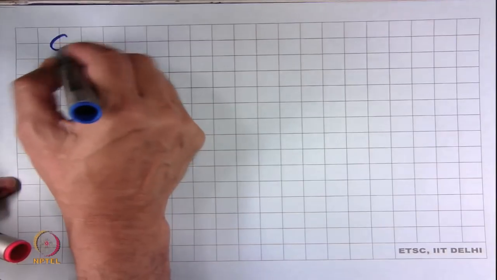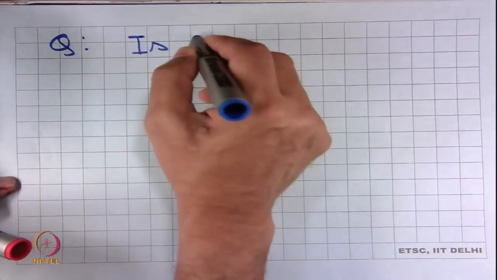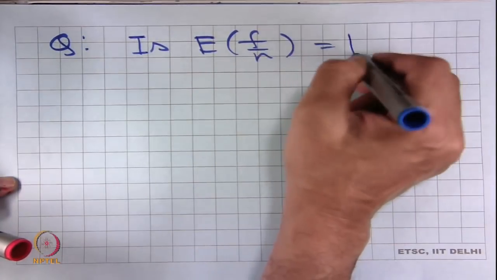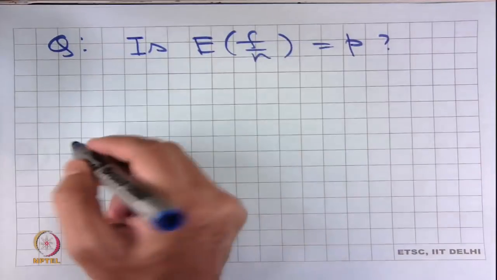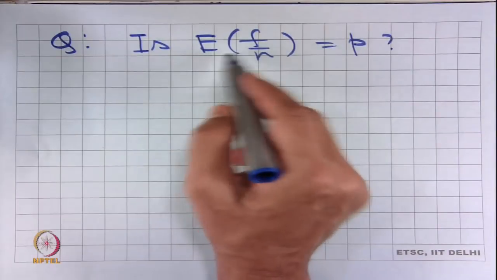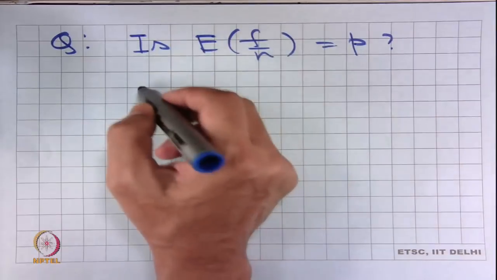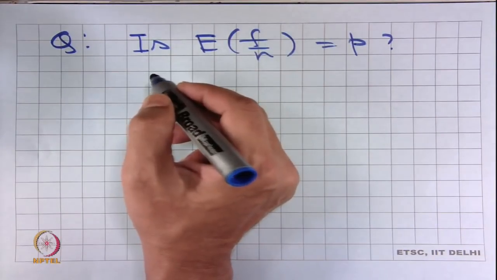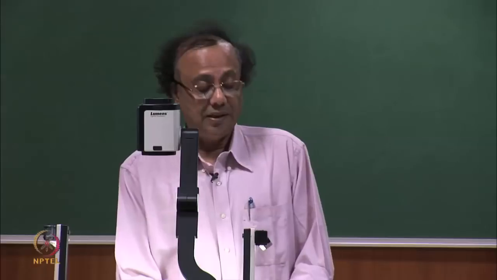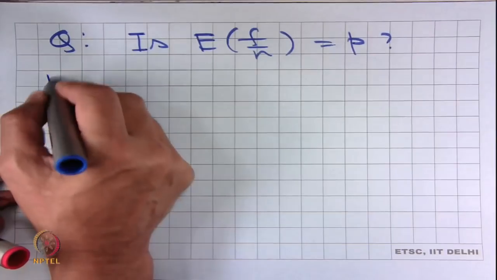So, the question is: is the expected value of f by n equal to p? So, f by n is the sample proportion of the defective. So, whether its expected value is the same as the population proportion, and also what is its variance or standard deviation, which we have just now said is called standard error. We proceed in the following way.